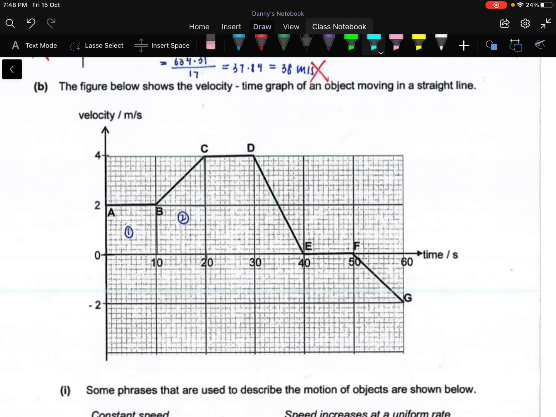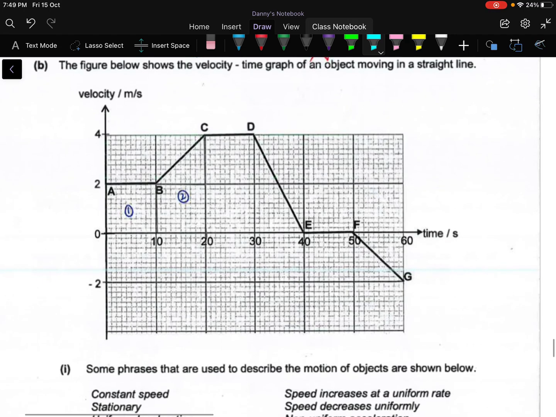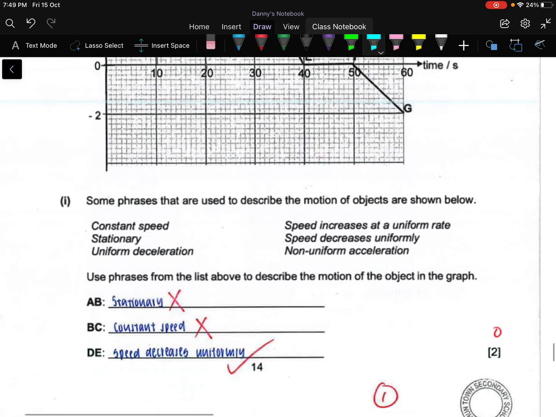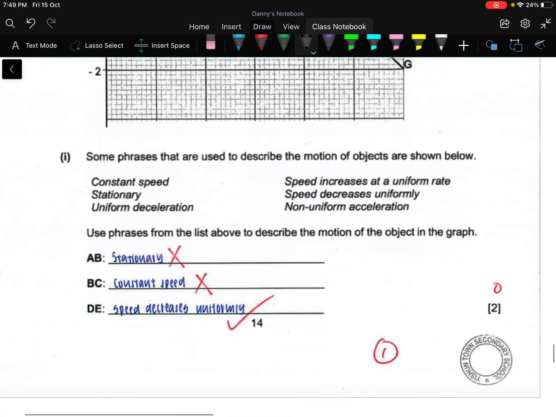Okay, for part B, it is your velocity time graph, and you are asked to describe the motion, which we have practiced extensively in class. And the trick I teach you to do is velocity, acceleration, combine it with one adjective, right? So let's see how to do this. AB, as you can see, throughout, there's no change in the velocity. Everywhere is the same, right? 2, 2, 2, 2, 2. So therefore, constant velocity.